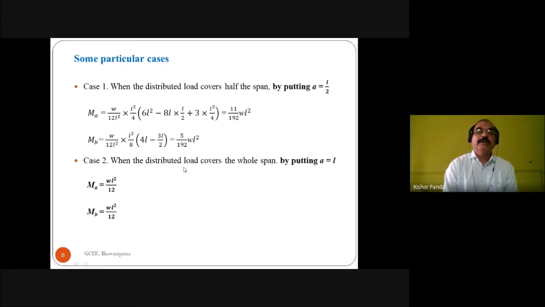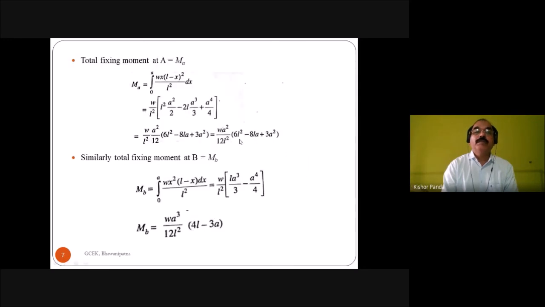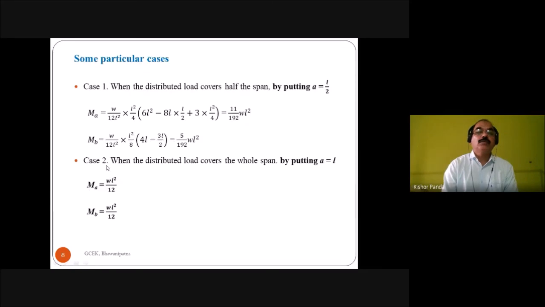Similarly, case 2: when the distributed load is present over the whole span, put A is equal to L. When you consider the UDL throughout the span, the total length, A is equal to L. After putting A is equal to L, you will find the moment at the end A and at the end B. So MA is equal to WL square by 12, and MB is equal to WL square by 12. We have already analyzed the case when the UDL is present throughout the span, and the moments we got were MA is equal to WL square by 12 and MB is equal to WL square by 12.